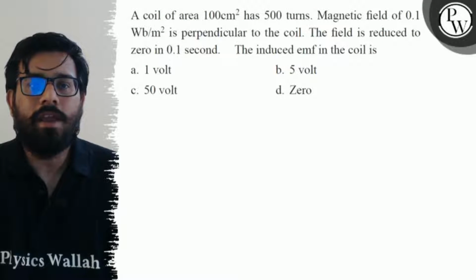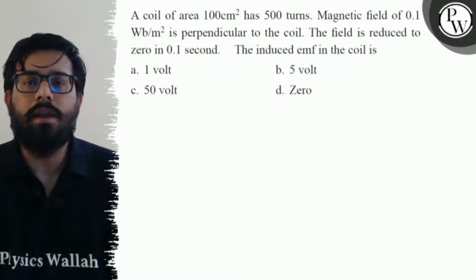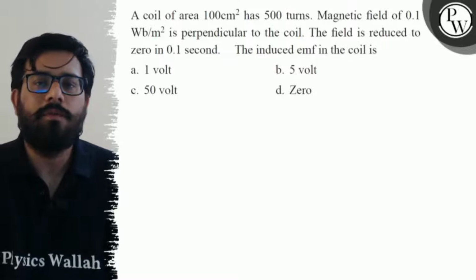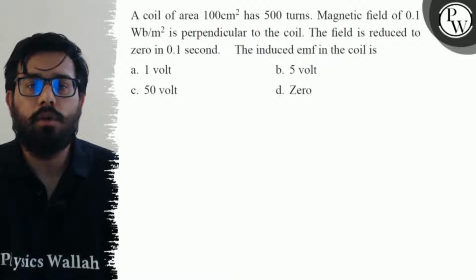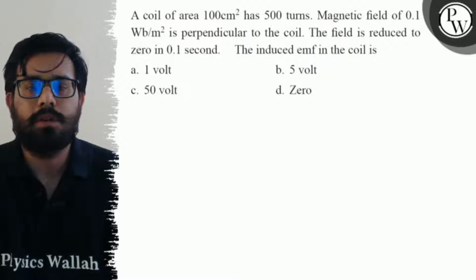A coil of area 100 centimeter square has 500 turns. A magnetic field of 0.1 Weber per meter square is perpendicular to the coil. The field is reduced to 0 in 0.1 second. The induced EMF in the coil is: first option is 1 volt, second option is 5 volt, third option is 50 volt, and the fourth option is 0.